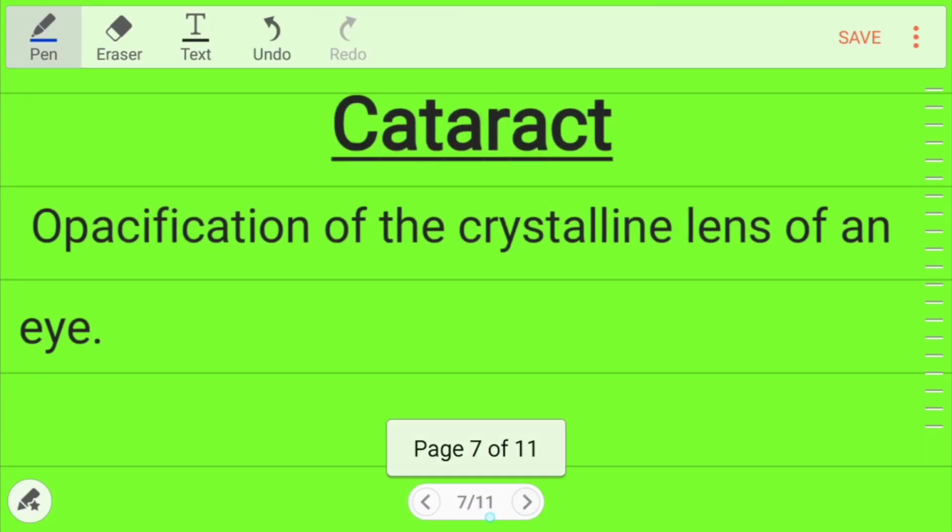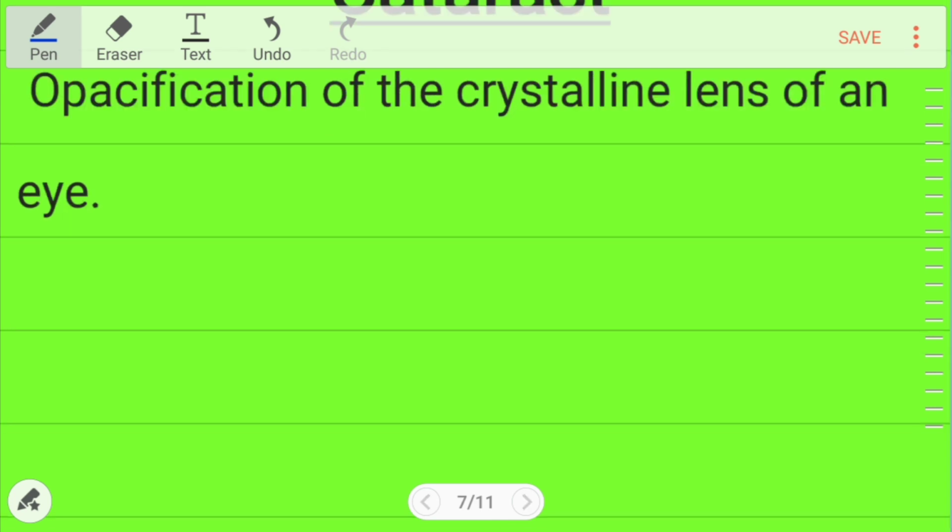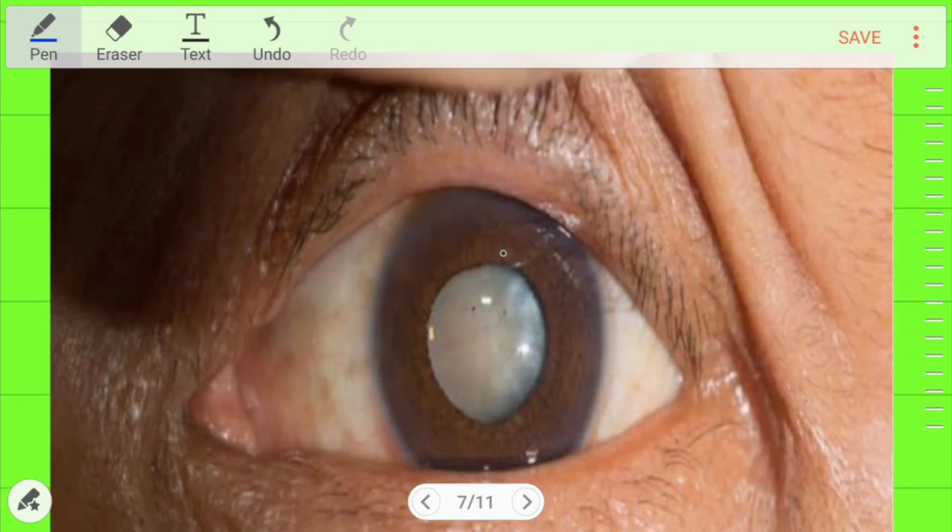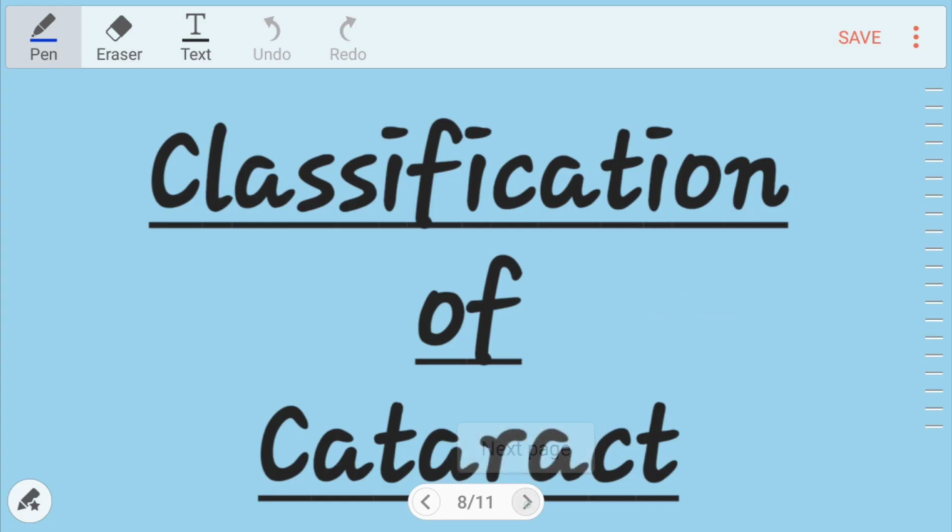We'll head towards our main topic, which is cataract. Cataract is an opacification of the crystalline lens in the eye. Next is classification of cataract.